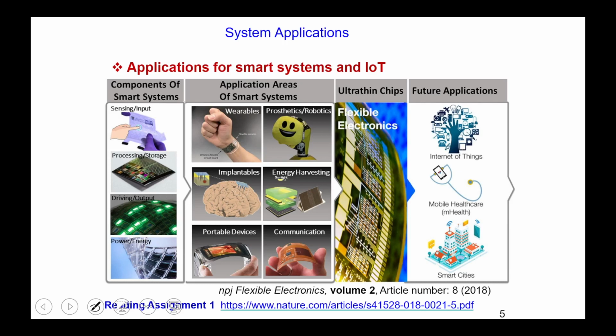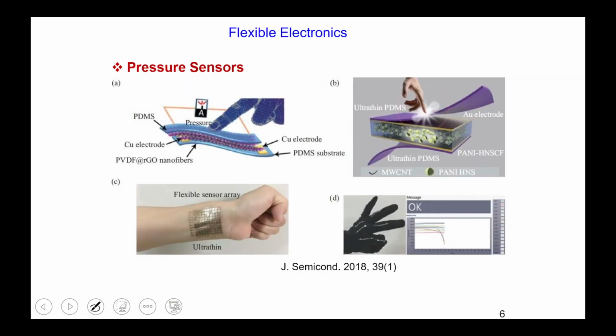So this is the wearable. We can wear the devices on our hand. Robotics is another component, energy harvesting, like hydrogen, and communications in 5G and 6G communication, and portable devices like cell phone, watch, tablet, computer, laptop. So these are the things we can do through flexible electronics.